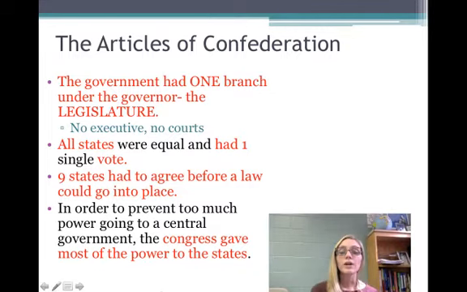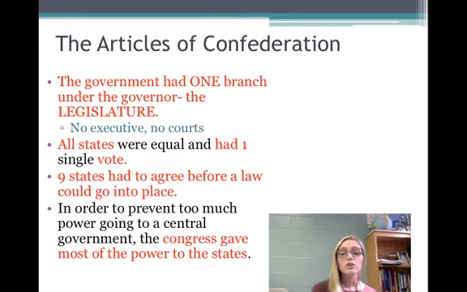All states were equal and had one single vote. In our country now, we have a different number of representatives from each state, and then we have 2 senators from each state. This would become a compromise later on, but at this point in time, all states had equal say in the law. In order for a law to go into practice, 9 states had to agree, so 9 out of 13 is their majority.